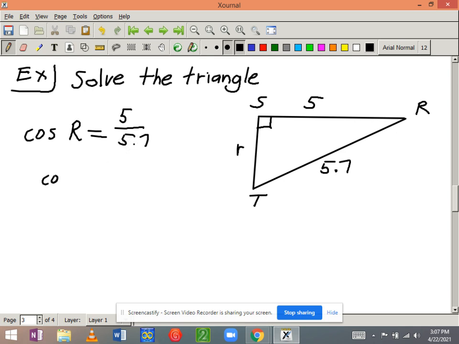Okay, so the cosine of angle r, I'm going to do 5 divided by 5.7 on my calculator. So 5 divided by 5.7 is 0.8772, and even that's rounded off. So angle r, so inverse cosine, 28.7 degrees. So now we know angle r is 28.7.